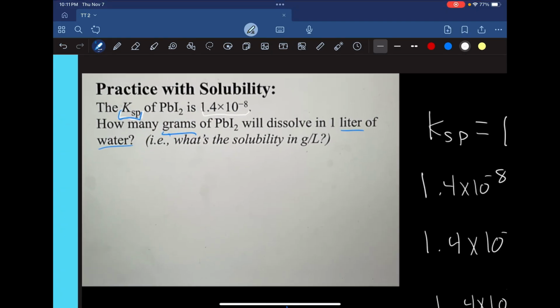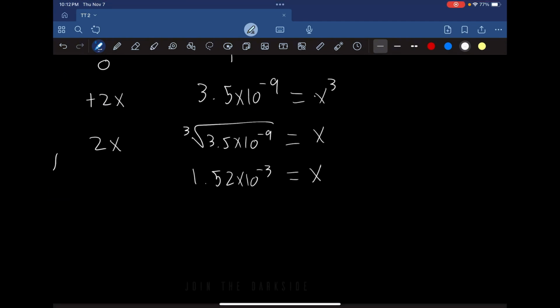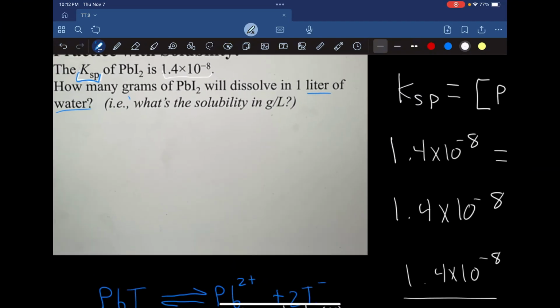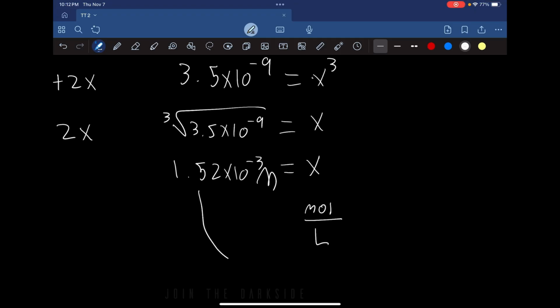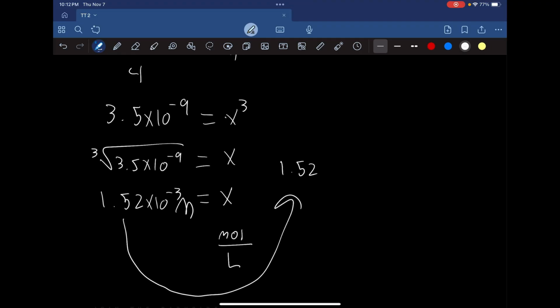But remember, they wanted it in grams. And typically when we solve these, we always get the answer in molarity. And molarity is n over V, or also, let's make it simpler, moles over liters. They wanted it in grams over liters. So we grab this, 1.52 times 10 to the negative 3, let's say moles per liter.